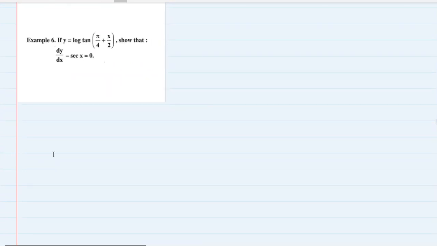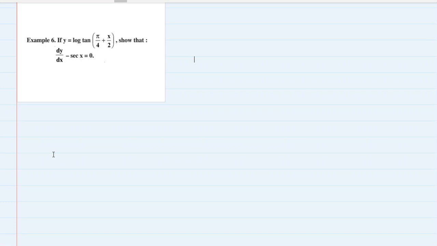Okay, the next question is, if y is equal to log of tan of (pi by 4 plus x by 2), show that dy by dx minus sec x is equal to 0. So definitely we have to find dy by dx, and dy by dx has to be sec x, because sec x minus sec x only will be 0. So we have to basically prove that dy by dx is sec x.